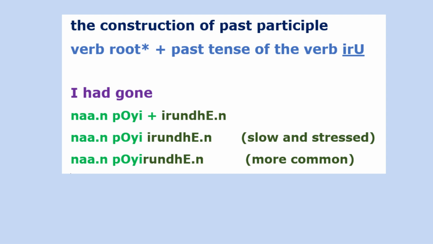I had gone. Na poi and irundhen. Na poi irundhen. This is how you say it slowly and stressed. Na poi irundhen. But in a normal conversation, na poi irundhen. And that is more common unless you want to stress on it.